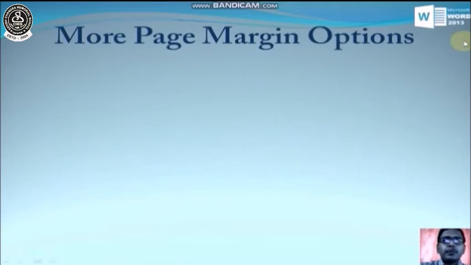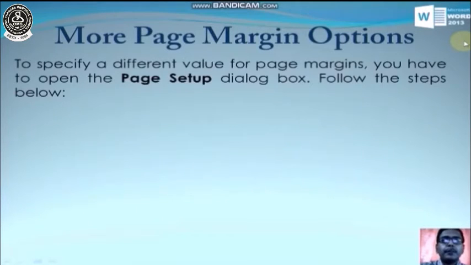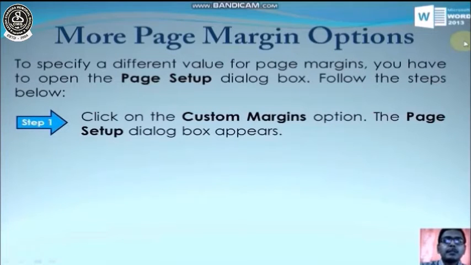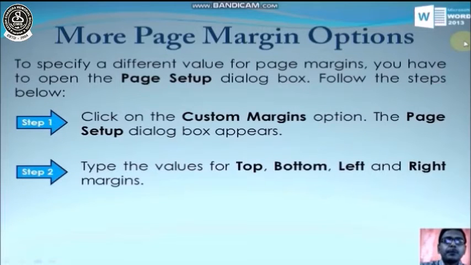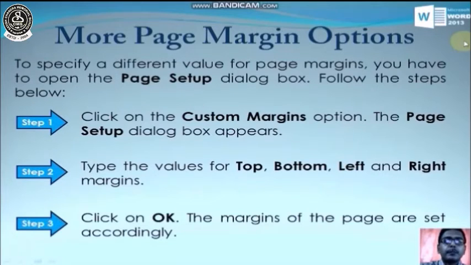More page margins option. To specify a different value for page margins, you have to open the page setup dialog box. So there you have seen in the predefined page setup margins, there is no scope for giving a customized value. If you want to give a customized value for yourself, then you have to open the page setup dialog box. So the steps are, step number 1, click on the custom margins option. The page setup dialog box appears. Step number 2, type the values for top, bottom, left and right margins. Step number 3, click on OK. The margins of the page are set accordingly.